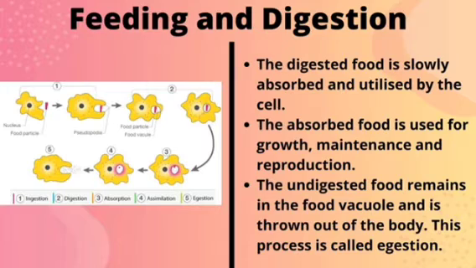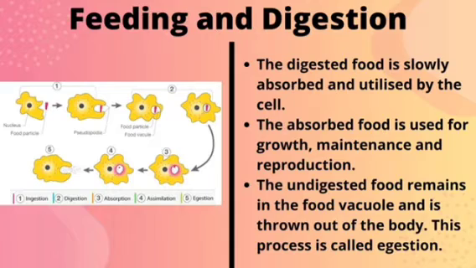Alright. So you see here, ingestion has taken place. After ingestion, digestion has taken place in the food vacuole itself. Then after digestion, absorption has taken place. Assimilation also has taken place. And now the undigested food is thrown out of the body. So egestion is also done. In a single cell, all the processes of nutrition are performed.